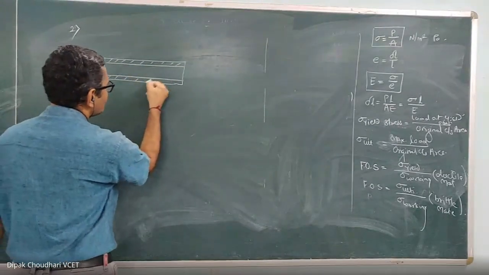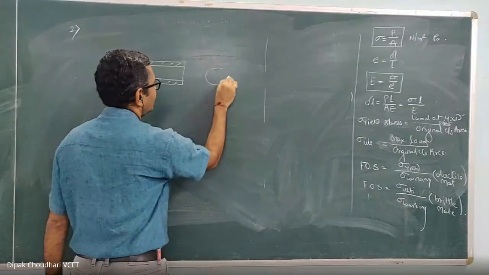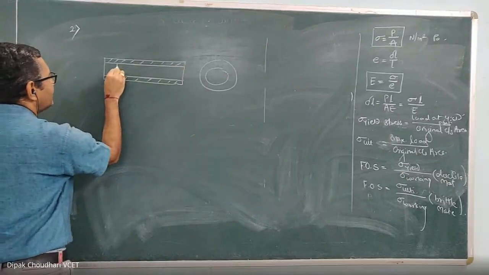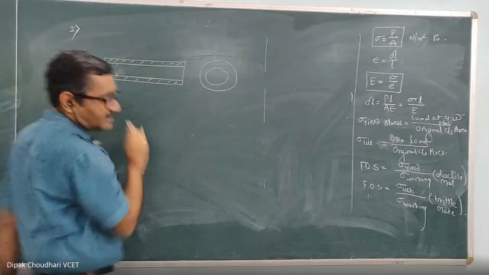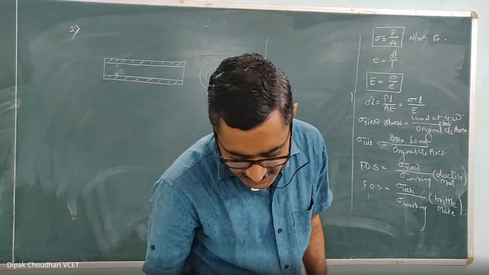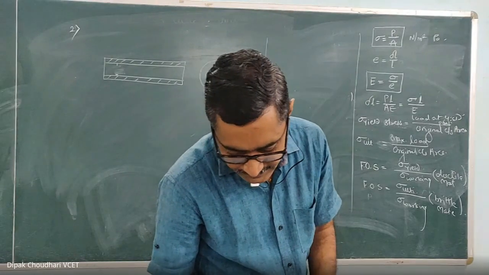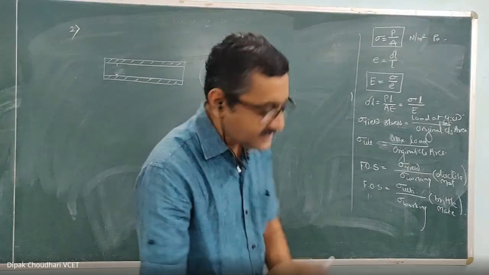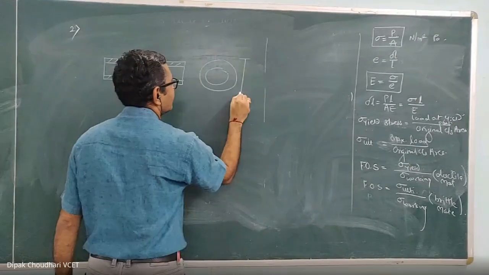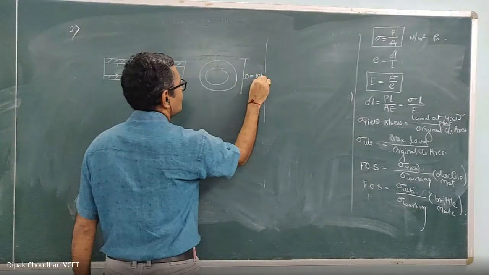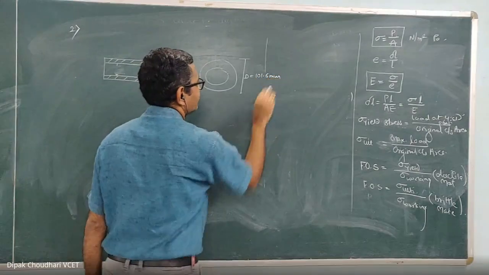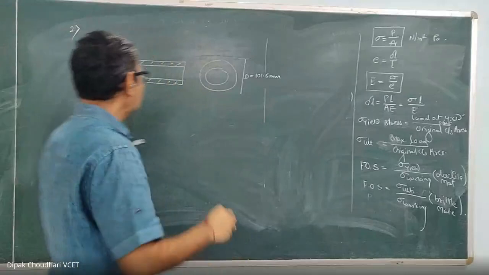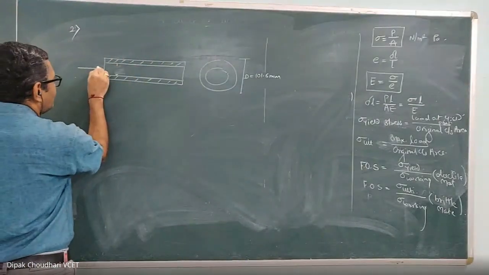It's a hollow circular tube. Internal diameter, external diameter. The external diameter is given, 101.6 millimeter. This tube is subjected to some compressive load.